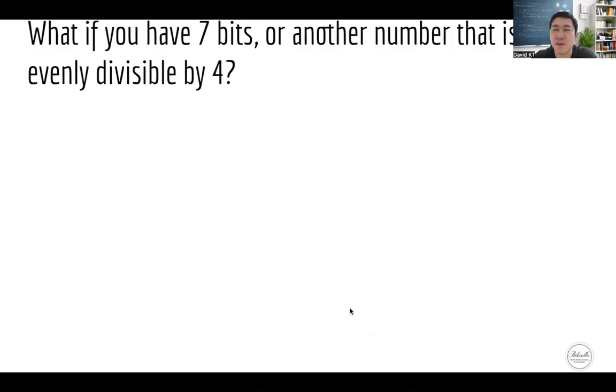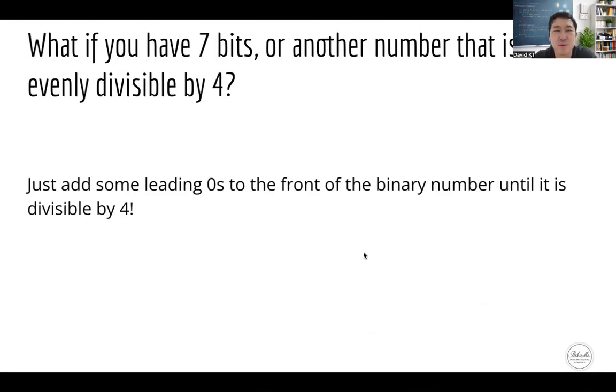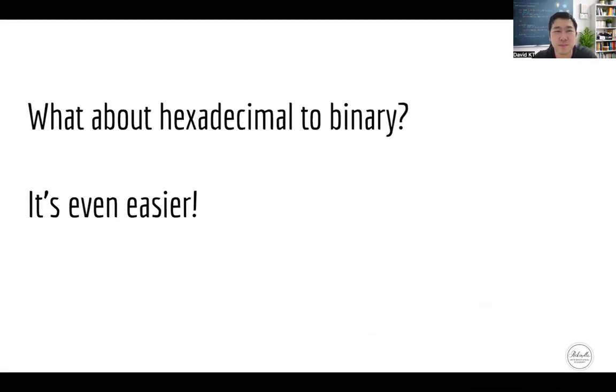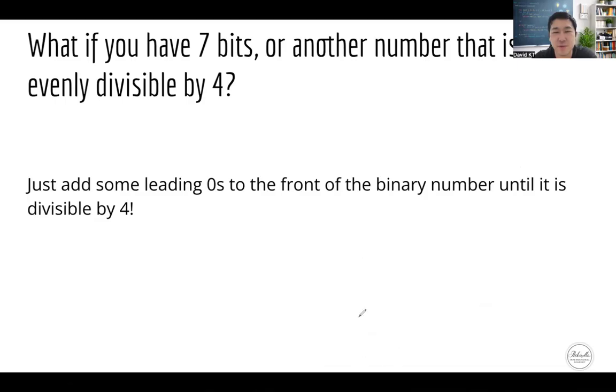Are you wondering, what if we have an odd number of bits? For example, 7 bits or any other number that's not divisible by 4? No problem. We'll just add some leading zeros to the front of the number until it is divisible by 4. So for example, if you had 0, 1, 0, 1, 1, 1, 0, well, that's 7 bits, right? Just add a new bit of 0 to the front.